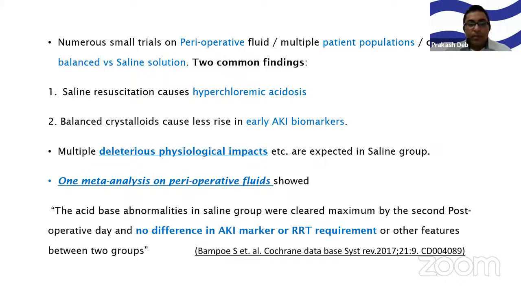These effects are expected to be in the form of renal vasoconstriction, or reduced GFR, or it may cause some GI discomfort. However, meta-analyses on perioperative fluids have shown that this acid-base abnormality in the saline group is usually cleared within a maximum of the second post-operative day, and at the same time there was no difference in the acute kidney injury markers and the requirement of renal replacement therapy and other features between the saline group and the balanced crystalloid group.